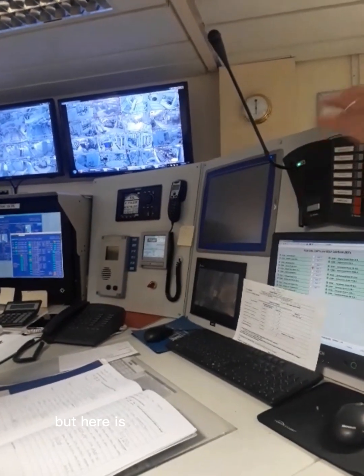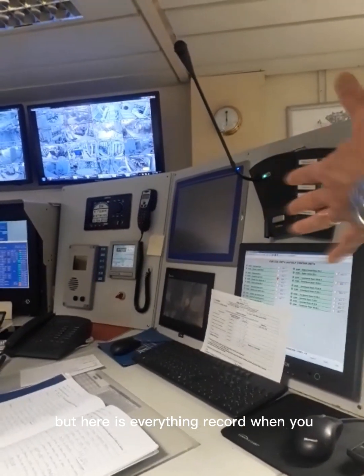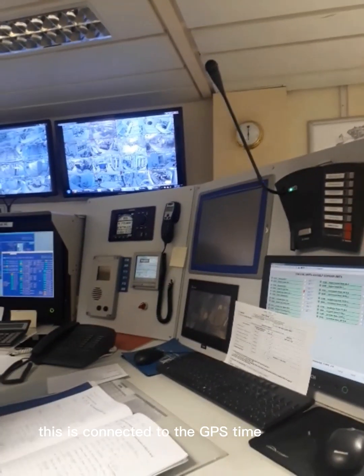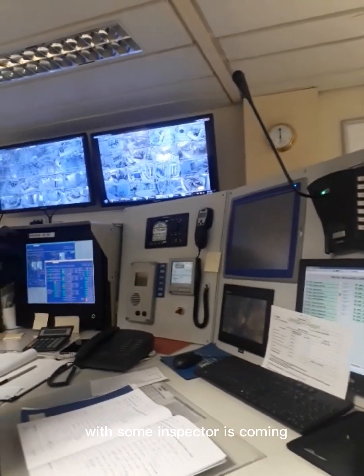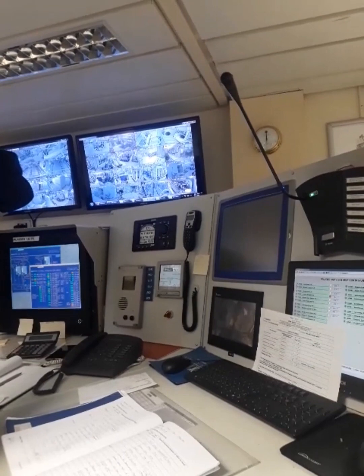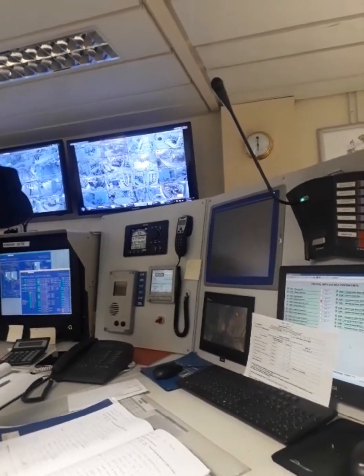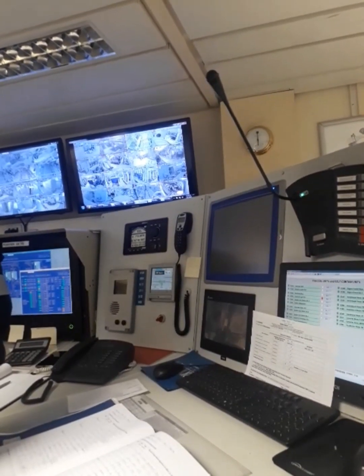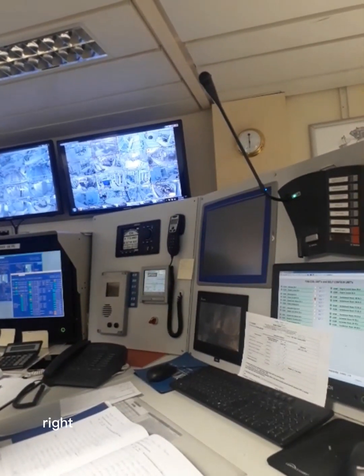But here is everything recorded. When you pump, this is connected to the GPS, time, everything. When some inspector is coming, he puts the memory stick inside to unload everything. Like in the airplane they have a black box. Same, similar. Black box I will show you on the bridge.